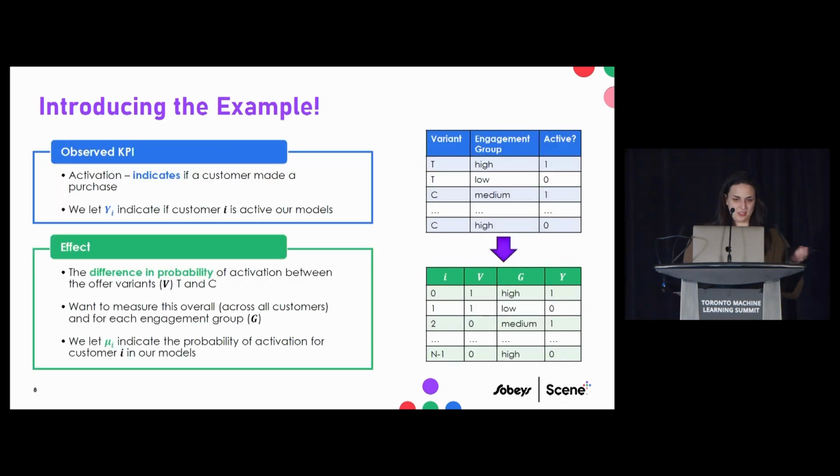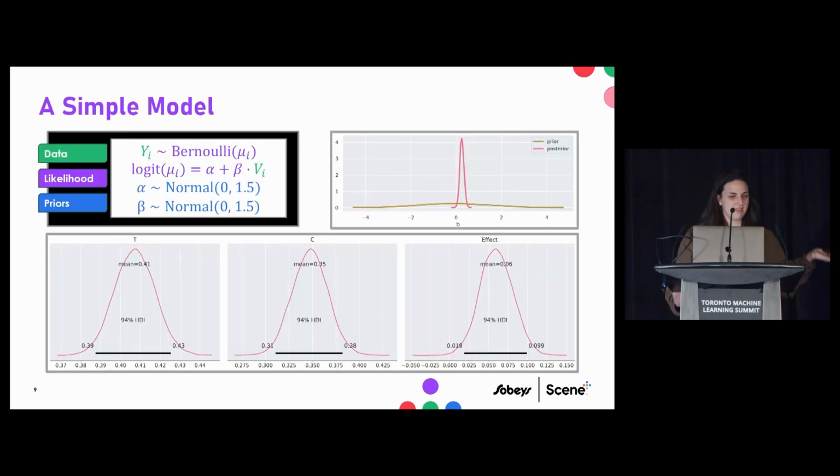So I'm going to go through a quick example to highlight some of the points I just talked about. Just quickly here, we have activation, which is an indicator of whether the customer made a purchase, and we let y_i indicate if the customer is active in any of our models. You can see how that translates to the encoded table here. The difference in probability of activation is the effect we're after, right? Between treatment and control. We want to be able to measure that overall across all customers and for each engagement group. And we're going to let mu_i be that probability in the next slides that show our model. Okay, so this is a simple model.